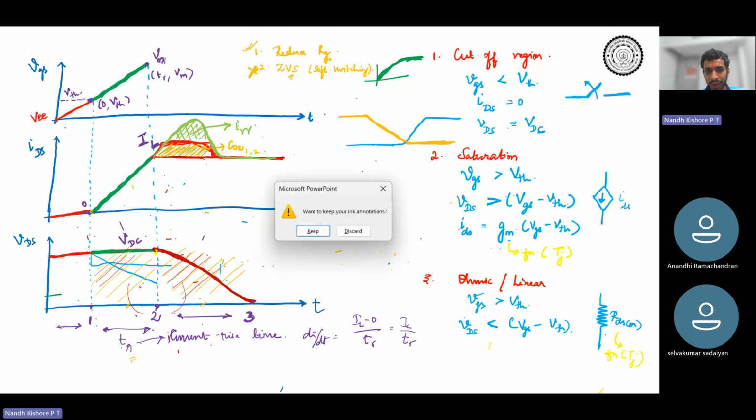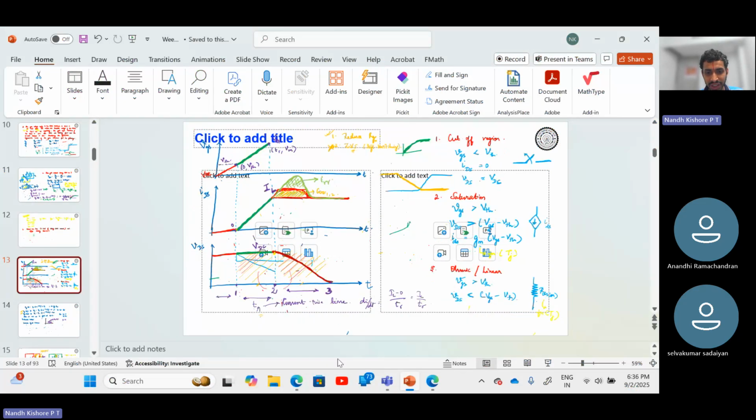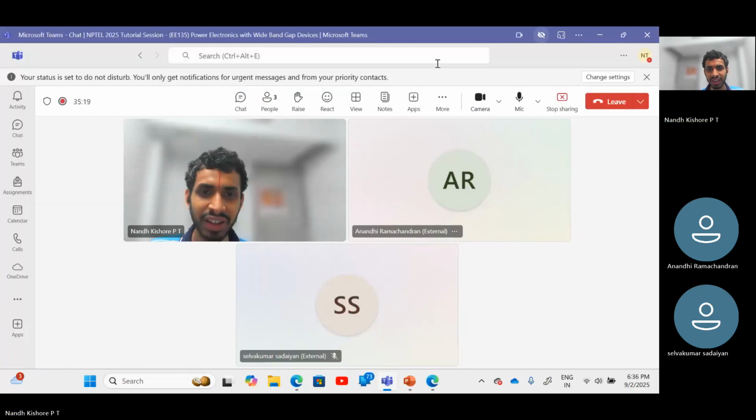Just hang on a second. I will just turn on my fan and come. It's becoming hot.